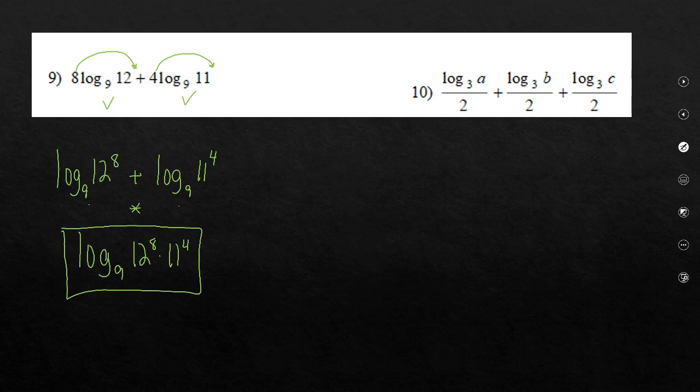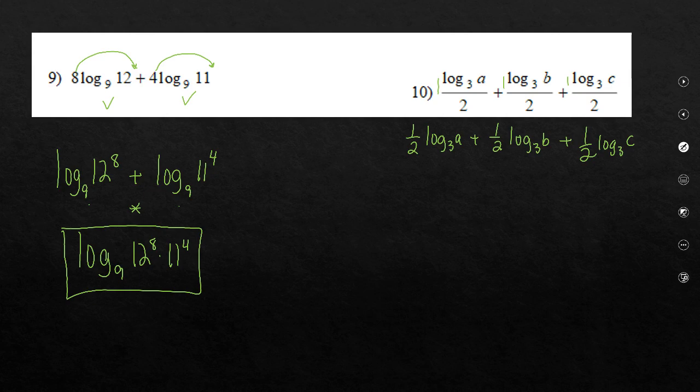All right, each of these in example 10 are all divided by 2. So that really means it's 1 over 2, 1 over 2, and 1 over 2. So you could pull out 1/2 multiplied by each of these terms. So 1/2 times log base 3 of a plus 1/2 multiplied by log base 3 of b, and then plus 1/2 multiplied by log base 3 of c. Okay, that's the first thing I can do.